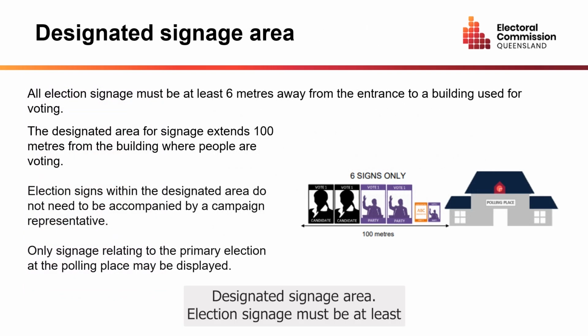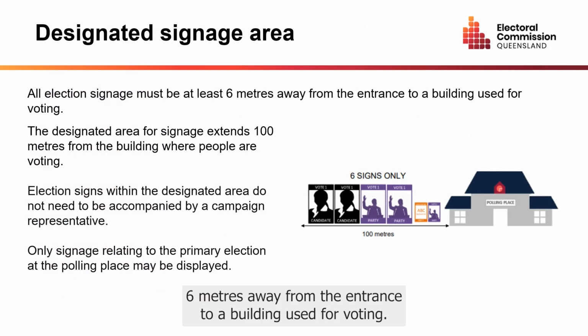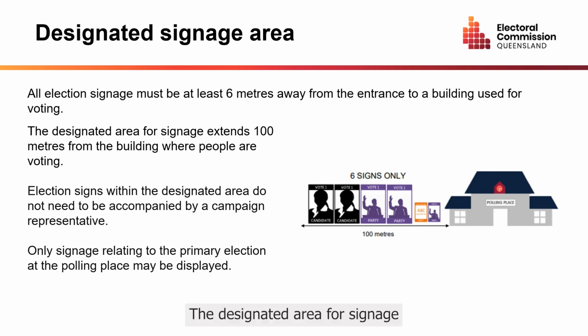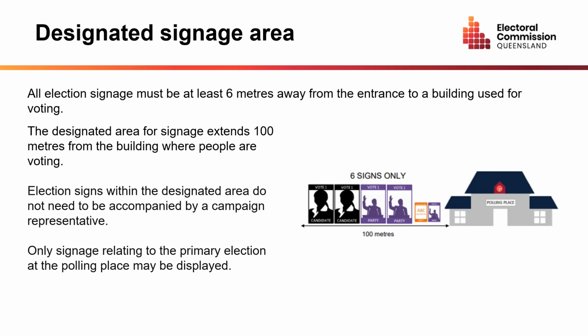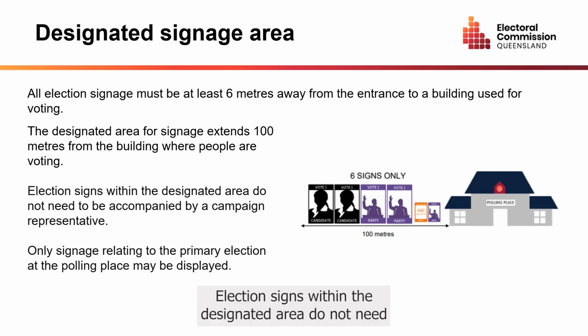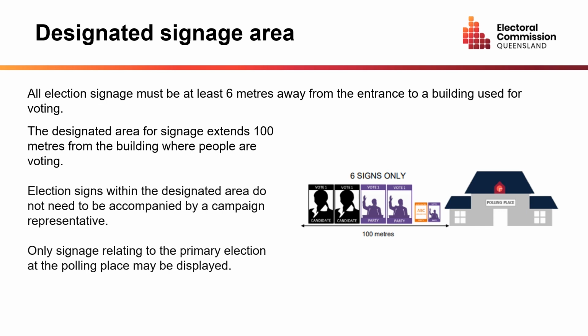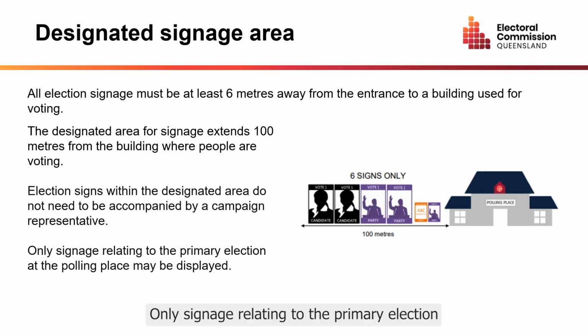Designated signage area. Election signage must be at least 6 metres away from the entrance to a building used for voting. The designated area for signage extends 100 metres from the building where people are voting. Election signs within the designated area do not need to be accompanied by campaign representatives. Only signage relating to the primary election at a polling place may be displayed.